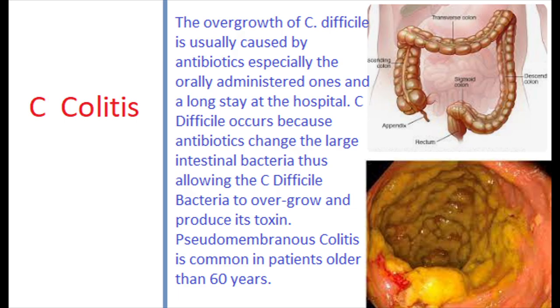The overgrowth of C. difficile is usually caused by antibiotics, especially the orally administered ones, and a long stay at the hospital. C. difficile occurs because antibiotics change the large intestinal bacteria, thus allowing the C. difficile bacteria to overgrow and produce its toxin. Pseudomembranous colitis is common in patients older than 60 years.